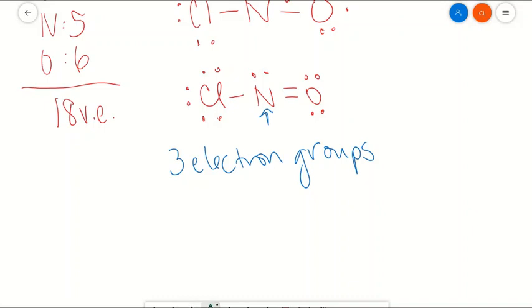Then we want to know how many of those are bonding groups. Now you might be thinking to yourself, but that's a double bond. Doesn't that count as two? And the answer is no. It's restricted in space, so it just counts as one repulsive group. Remember, we're doing VSEPR theory, valence shell electron pair repulsion. So this just counts as one group that's doing the repulsion. Now we want to see how many lone pairs, and we have one lone pair.